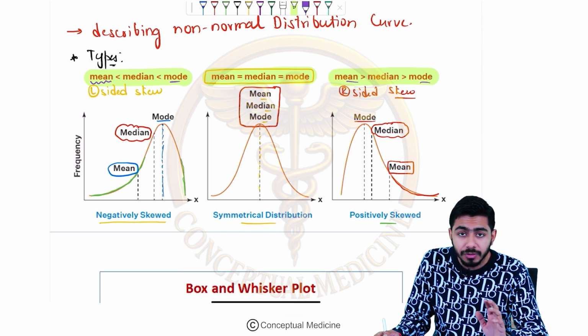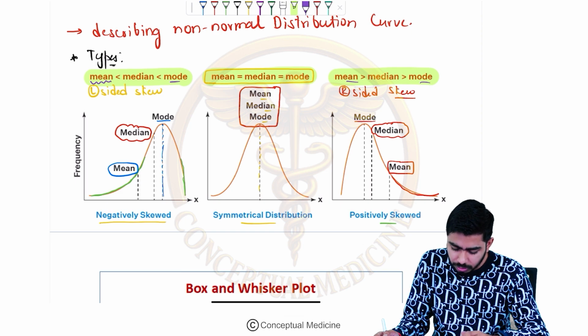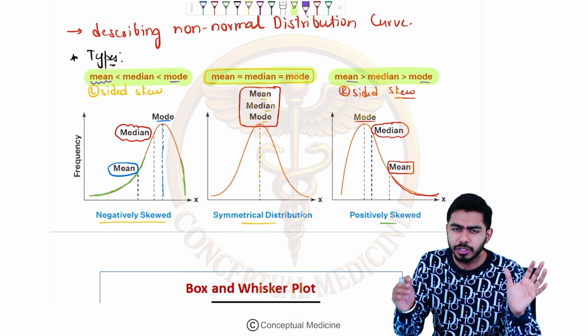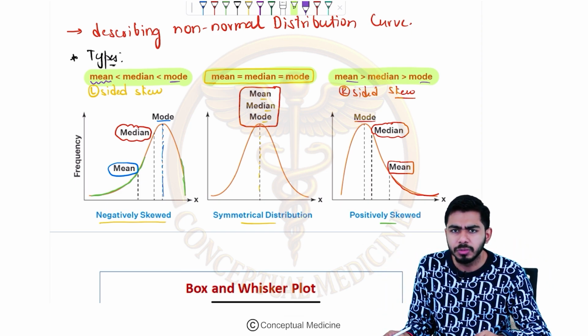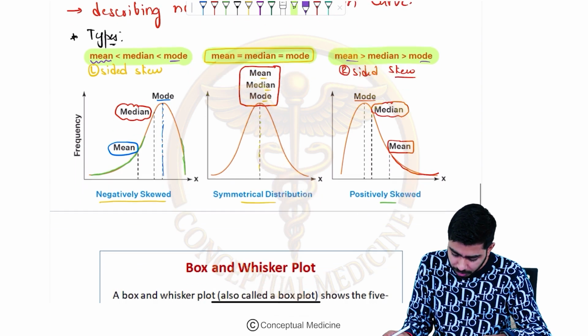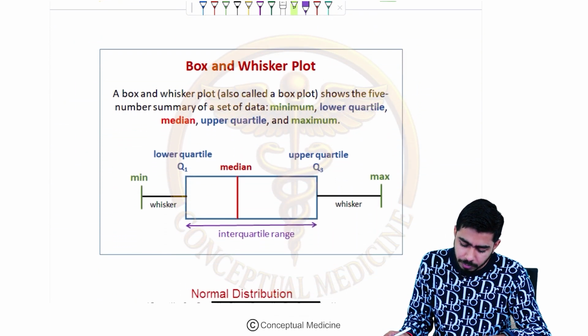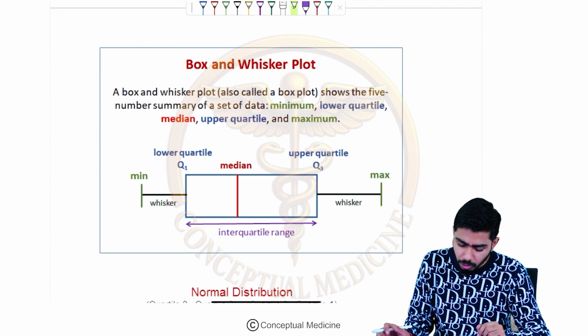So that was about the various types of distribution. I mean non-normal distribution. We have the left side skew or the right side skew, and you should know about the mean, median, mode arrangement. After that we shall be using the box and whisker plot. Now what about the box and whisker plot, guys?